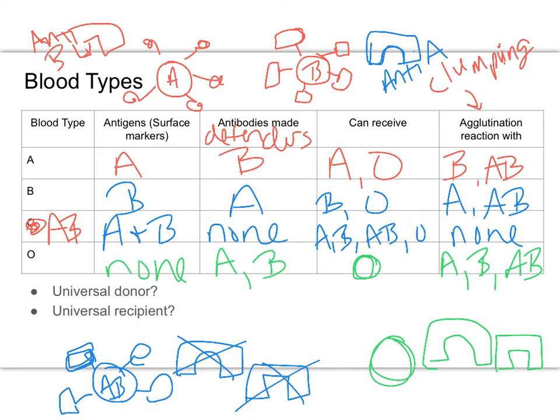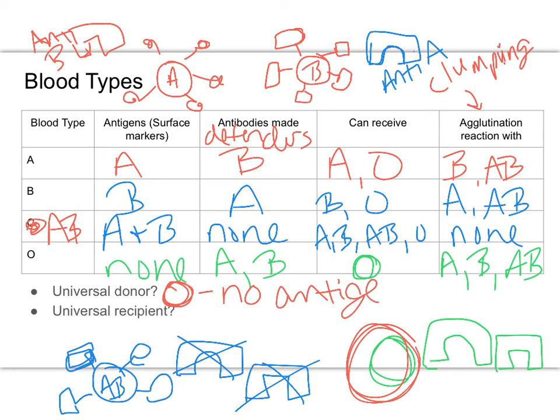So the universal donor here is going to be type O, because type O blood has no surface markers on it. So think of it, it's like sneaky, right? It's not going to upset any antibodies. There's no reason to get your defenders going because there's no antigens to make them say, oh, wait, hey, this guy's foreign, right? There's nothing that triggers that.